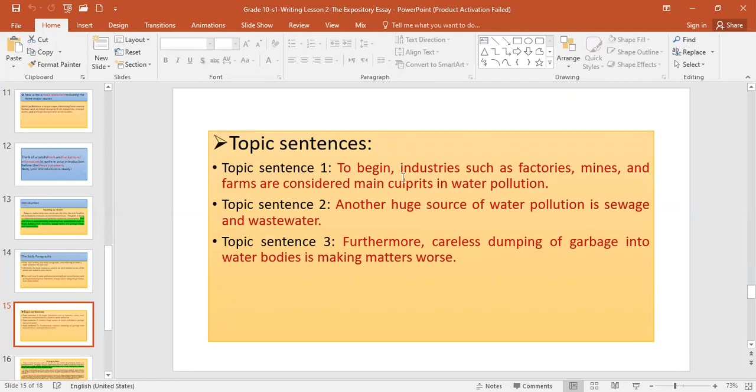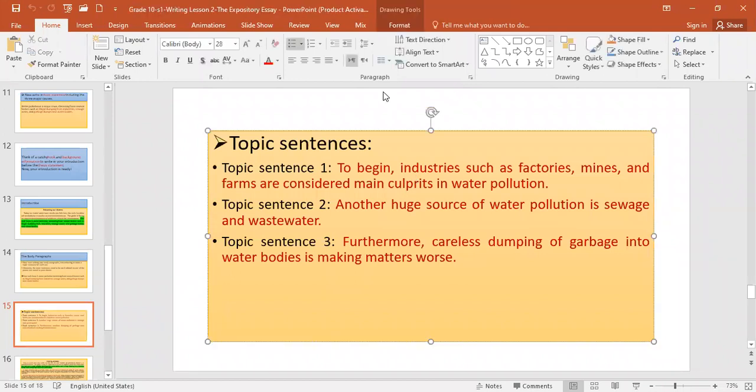Topic sentence 1: to begin, industries such as factories, mines, and farms are considered main culprits in water pollution. The culprits are criminals, those who cause harm. The second topic sentence, I already wrote it, and I advise you to do the same when you write an essay. Write your thesis, write your topic sentences, then put them together in the essay. Topic sentence 2 for body paragraph 2: another huge source of water pollution is sewage and wastewater. Finally, topic sentence 3 for body paragraph 3: furthermore, careless dumping of garbage into water bodies is making matters worse.